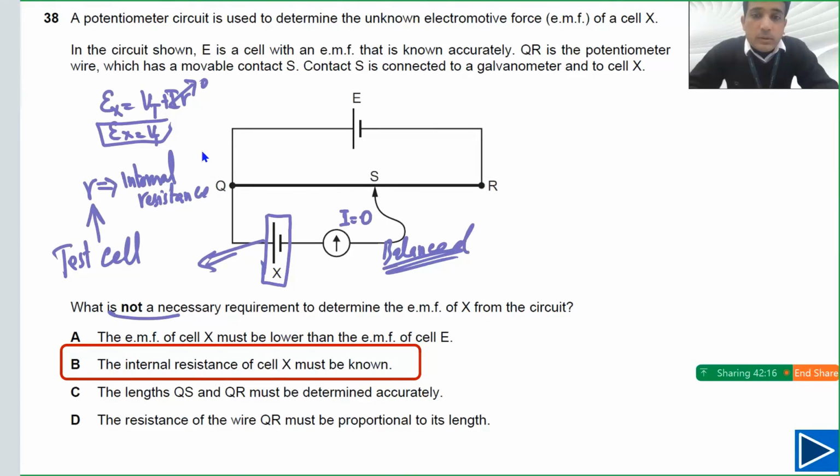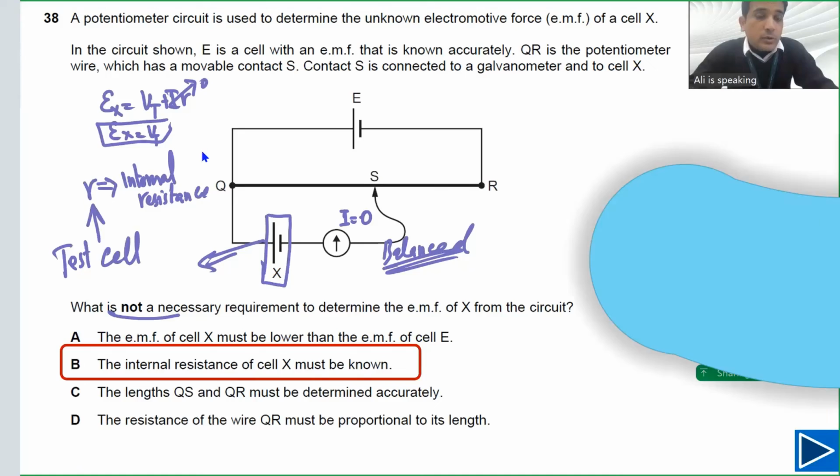Okay, so that's all for today's class. I hope you have some better understanding about the potentiometer, and we have done some very nice questions about the potentiometer. If you have understanding of these questions, it means you have a good understanding of this topic.